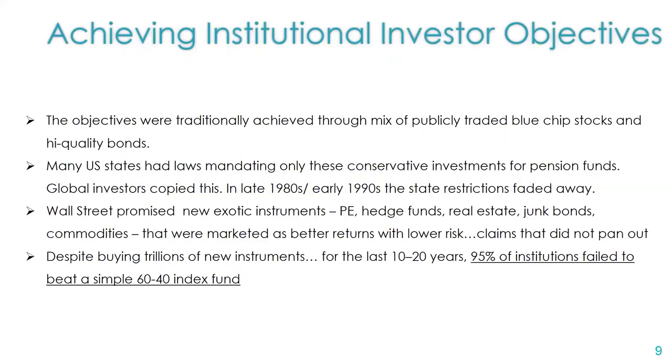Now, traditionally, 25 years ago, they achieved these objectives primarily by investing in blue chip stocks and bonds. Names we're all familiar with: Exxon, General Electric, Nestle. And a lot of states here in the US had laws mandating that their pension plans could only invest in these sorts of blue chip instruments.